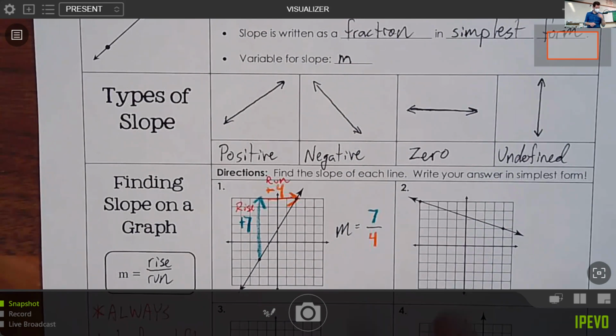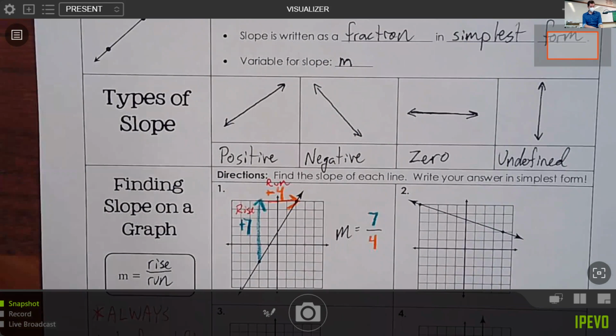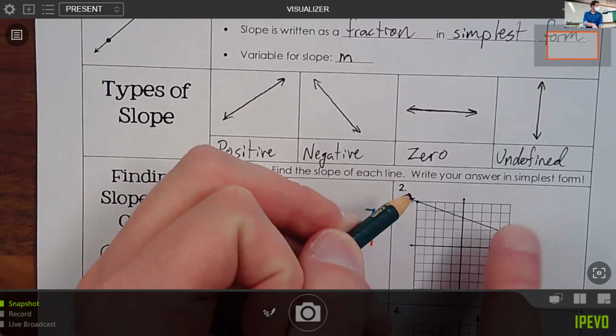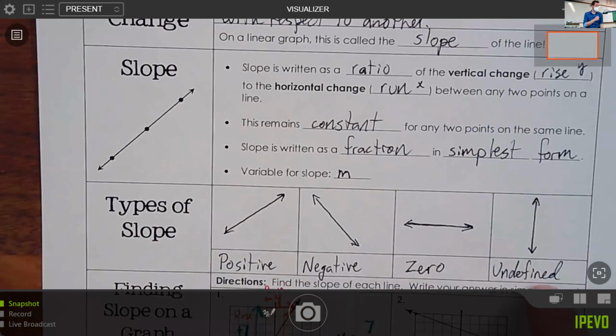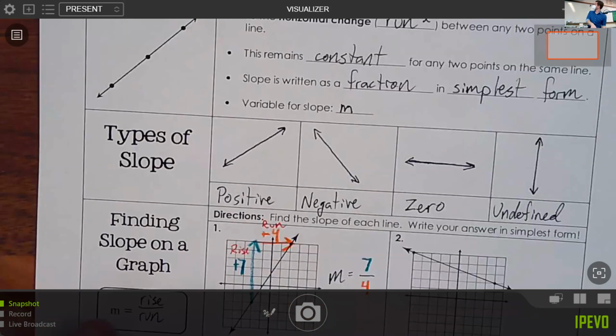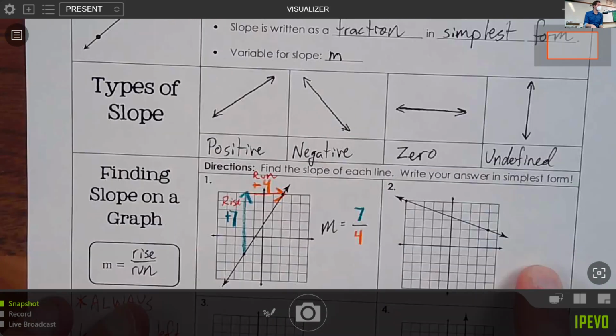So the second one, we are going from this point over here on the left down to this point over here on the right, meaning what kind of slope do we have? Positive, negative, 0, or undefined? Negative. So whatever we get for our answer over here, it's going to be a negative number because it's going down as we look at it from left to right.